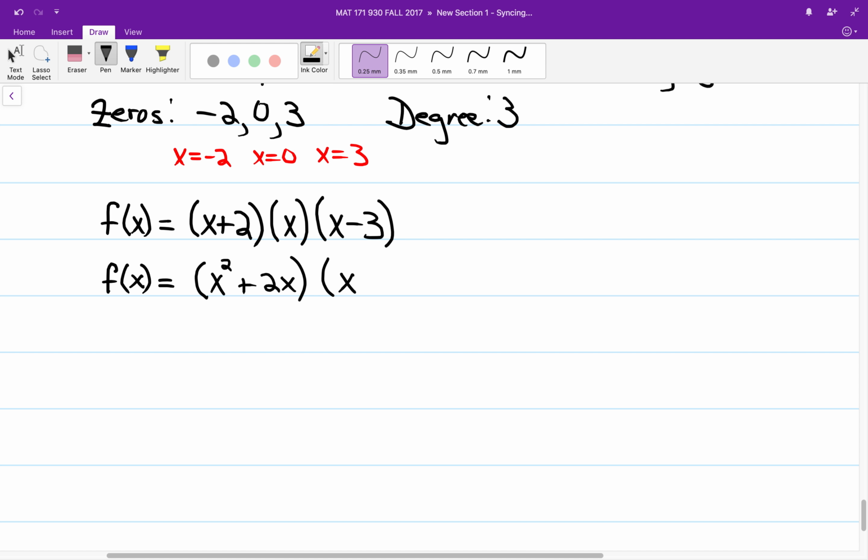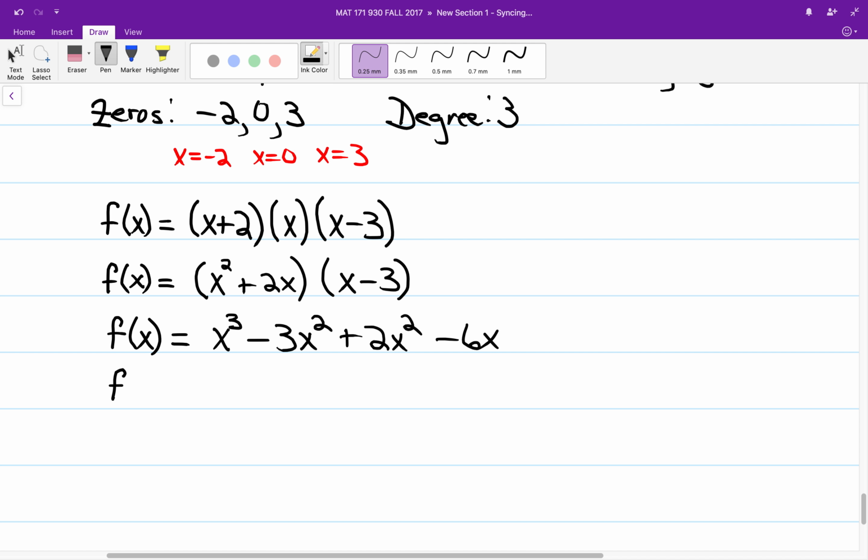If I multiply by the remaining factor, x minus 3, utilizing the FOIL method, we have x squared times x. The first product is going to be x cubed. The outside product is minus 3 times x squared. The inside product is 2x times x, so it'll be plus 2x squared. And for 2x times -3, we have minus 6x.